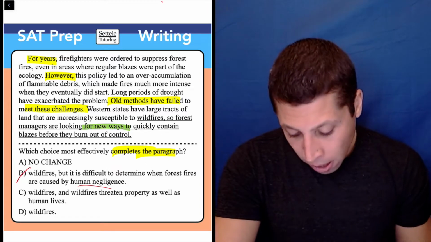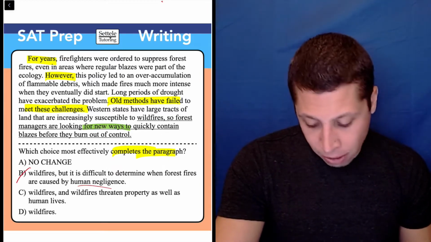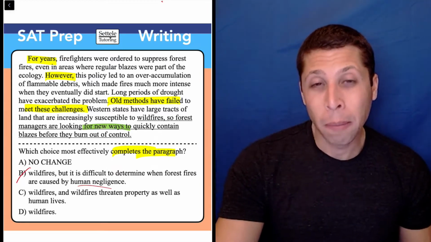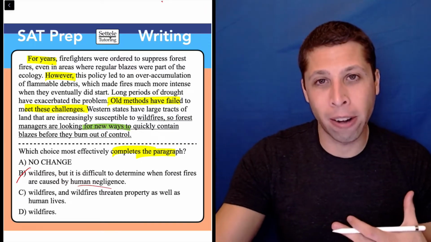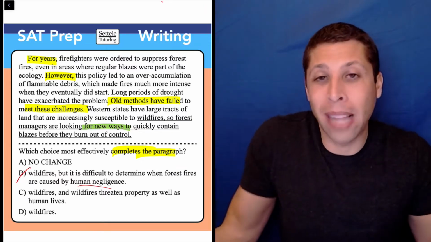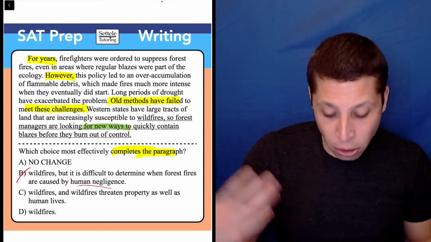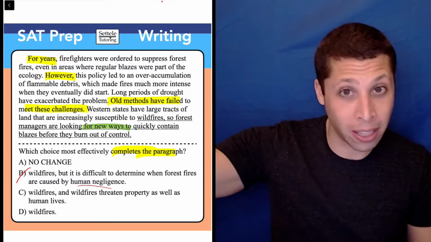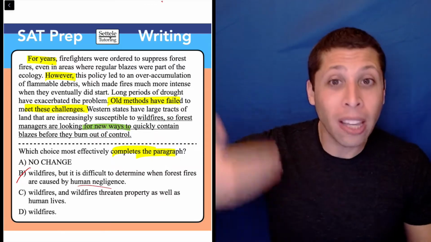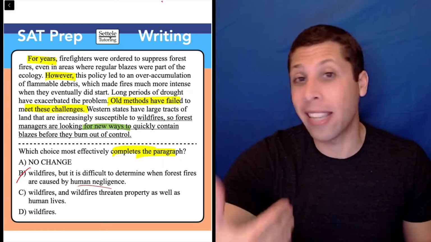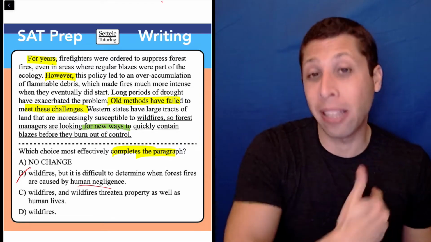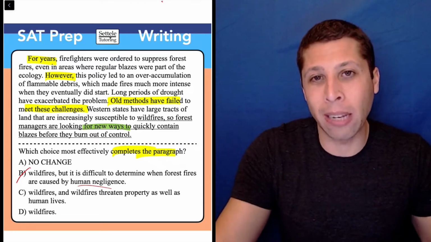Choice C, wildfires threaten property as well as human lives. Well, that's true, but it's not really adding anything to the paragraph. It's kind of just a bland phrase that doesn't really contain any meaningful ideas. They're talking about the old methods failing to meet these challenges. A much more logical follow-up to that idea is that they want some new ways to meet these challenges. So this is just kind of a random fact.